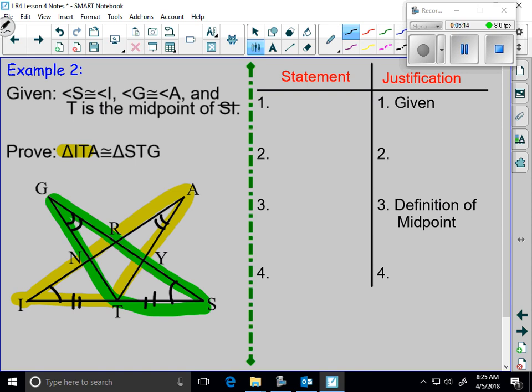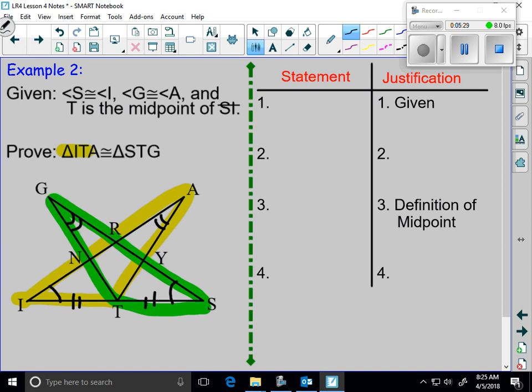Are we okay with that? If T is the midpoint of SI. All right, so what I would do is I would first start laying out my proof a little bit, and then I'll go back and look at the triangles to figure out which of my four conjectures will apply to. So what is given?